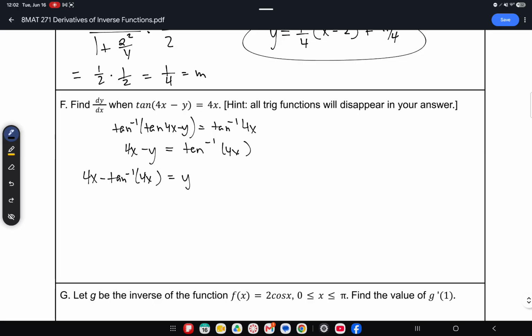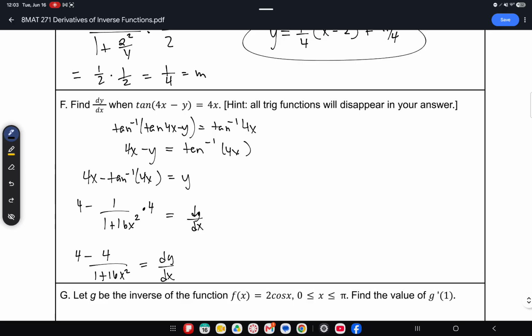Then I can do a derivative. So that's going to be 4 minus the derivative of inverse tangent, that 1 over 1 plus x squared. In this case, we have 4x, so 4x squared is actually going to be 16x squared. And then times the derivative of that inside, which is 4. And if I clean this up a little bit, I get 4 minus 4 over 1 plus 16x squared. And that is my derivative there.